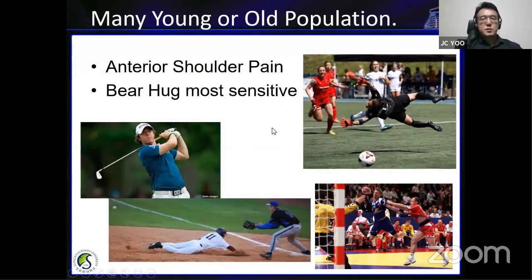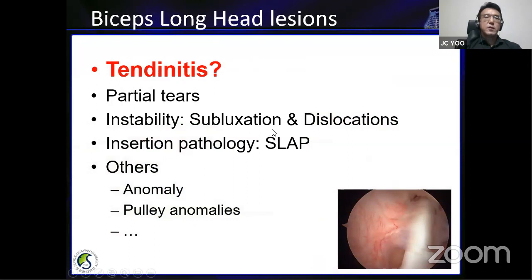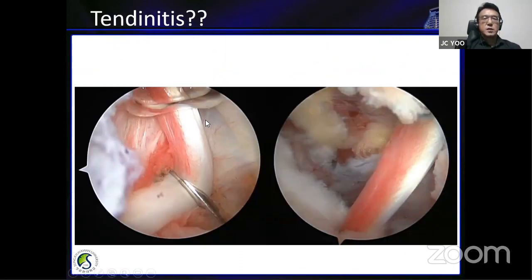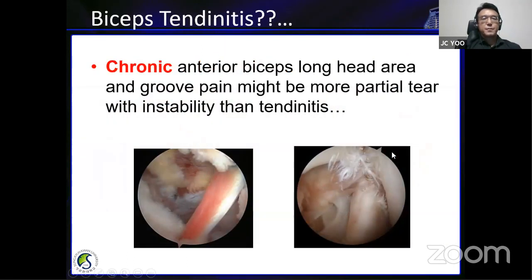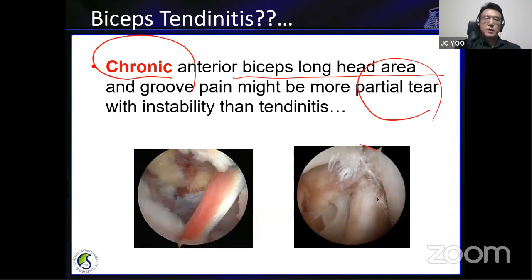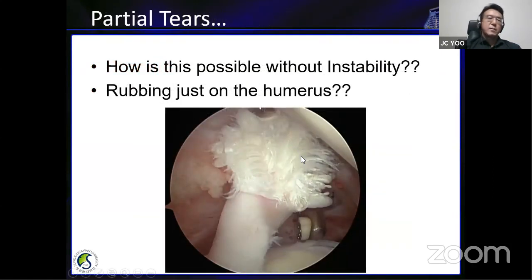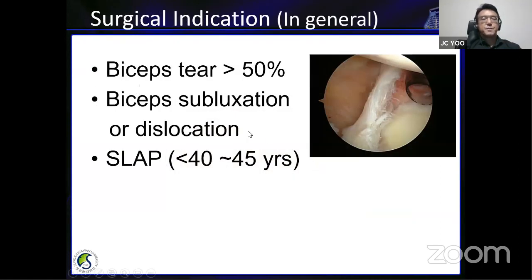But in many young patients with anterior shoulder pain, especially where the groove is, it was usually considered tendinitis, right? But I think it's not tendinitis anymore. We've seen all this, but if he has chronic pain, especially in the biceps area, it's more likely to be this partial tear with instability. Some of them are extreme like this, but you can see that this could be a painful shoulder.